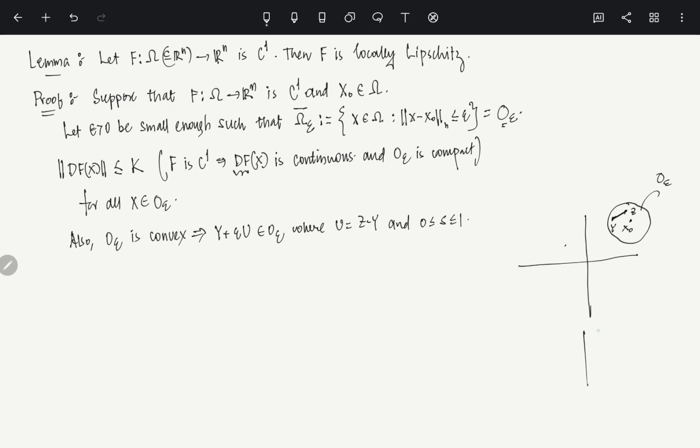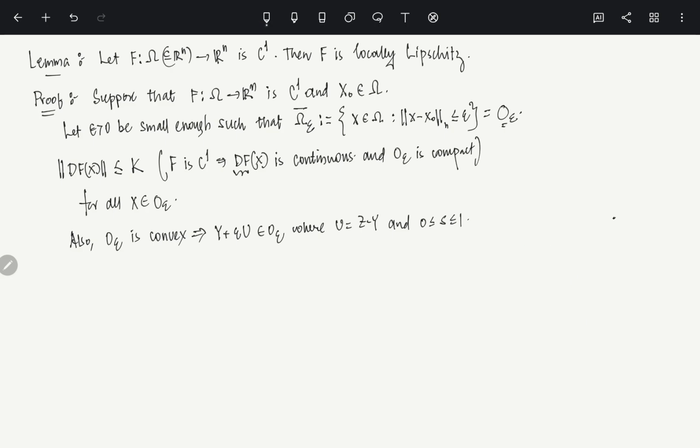See, let's check. You see, y plus epsilon u, where u is z minus y, turns out to be 1 minus epsilon times y plus epsilon z. So you do realize if epsilon lies between 0 and 1, this will lie in O epsilon. So if y and z are in O epsilon, then epsilon times z plus 1 minus epsilon times y has to be in O epsilon. This is what I am writing here in short hand.